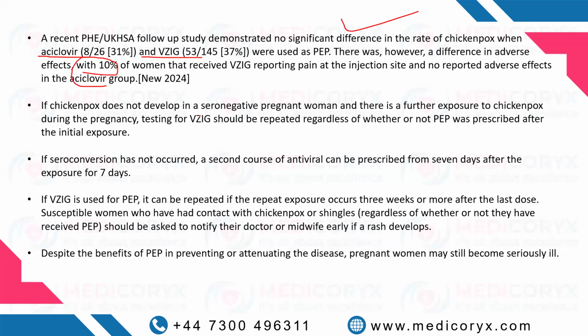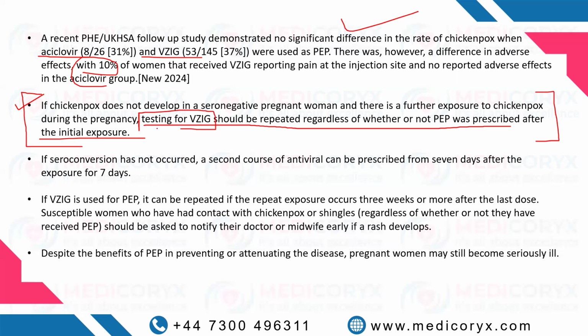If chickenpox doesn't develop in a seronegative pregnant woman, and there is a further exposure, that can happen, right? Pregnancy is of 9 months duration. So if at any point in time a further exposure to chickenpox during the pregnancy happens, testing should be repeated regardless of whether or not PEP was prescribed after the initial exposure. I think this can also be one of the exam questions. Okay, so we would go for varicella zoster virus immunoglobulin G.